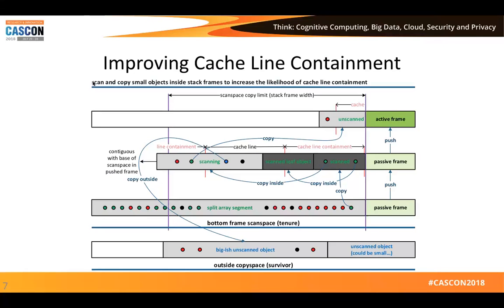Now, next slot, do the same thing all over again. So we've made 5 copies. We've got 5 copies here: 1, 2, 3, 4, and 5. And 2 of them have cache line containment. 2 out of 5 is 40% cache line containment.